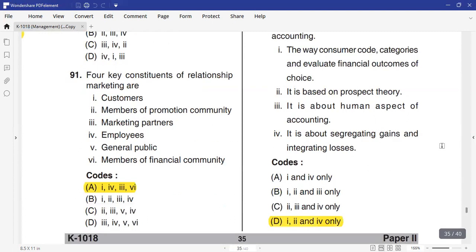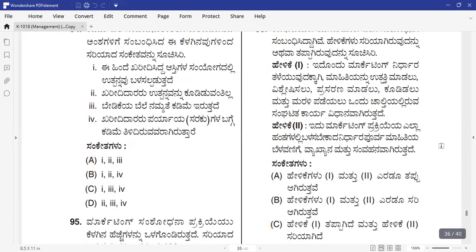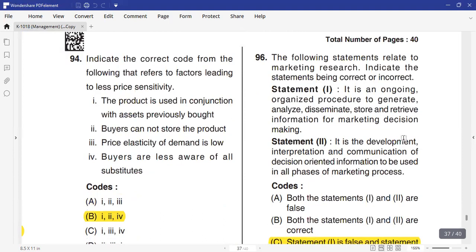93. Indicate the correct code from the following that refers to mental accounting. So it is 1, 2, and 4. The 1st one, that is the way consumers code, categorize, and evaluate the financial outcomes of a choice. The second one is based on prospect theory. The 4th one, it is about segregating gains and integrating losses. Then we have a 94th question. Indicate the correct code from the following that refers to factors leading to less price sensitivity. The option is B, consisting of 1, 2, and 4. That is, product is used in conjunction with assets previously bought, plus buyers cannot store the product. And the 4th one is buyers are less aware of all the substitutes.